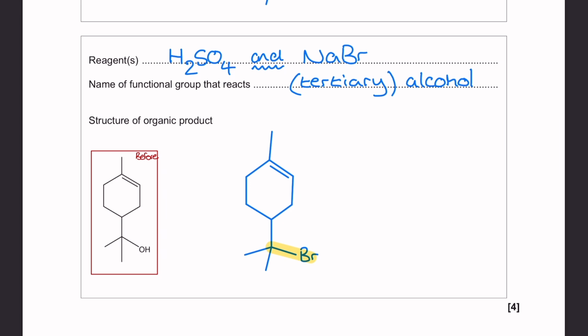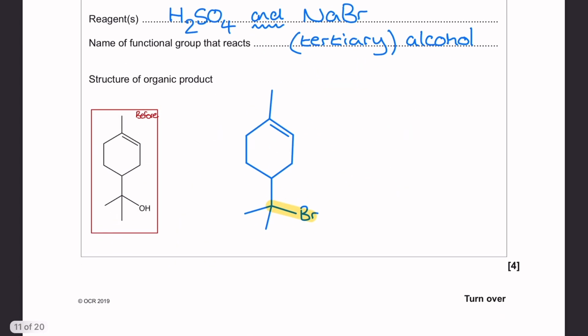is worth noting that there were lots of alternatives to the answers that I've given here. Check the mark scheme for anything else, but I think these, to be honest, are the most straightforward, and I quite like that they both give bromine-containing products.